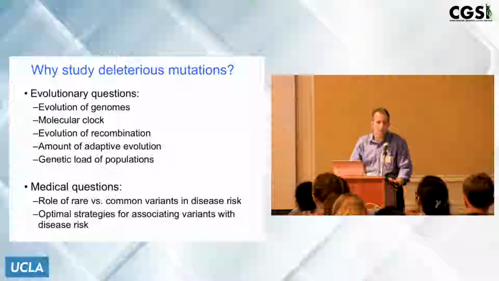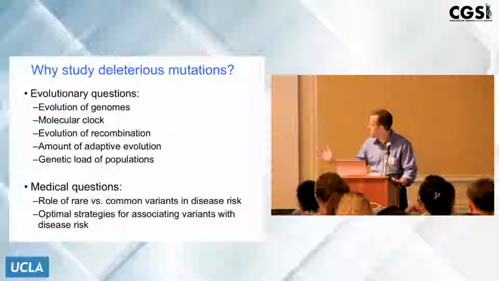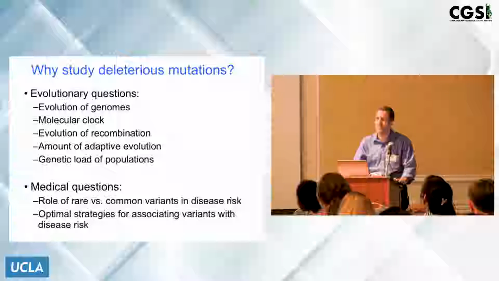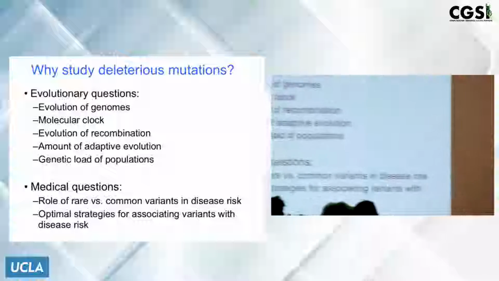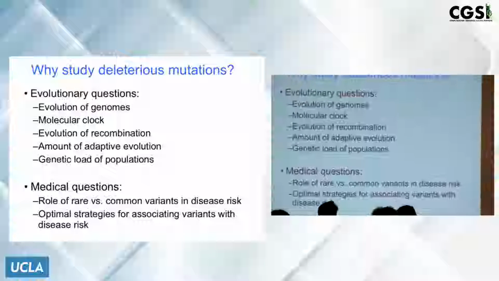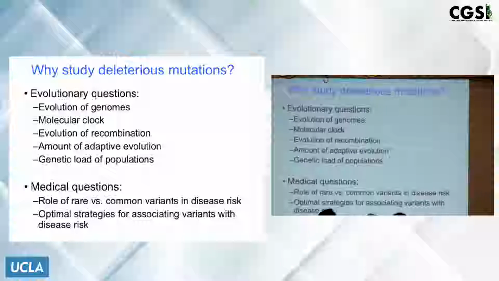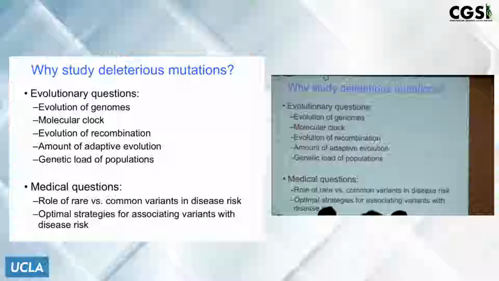And then if you don't really care about evolution, which I think would be really bad, but if you don't care about evolution and you're interested in medical genetics, it turns out that the patterns of genetic variation that we see are the consequence of the evolutionary process. And it's currently still being discussed and debated whether rare or common variants are more important for certain traits and for accounting for heritability.